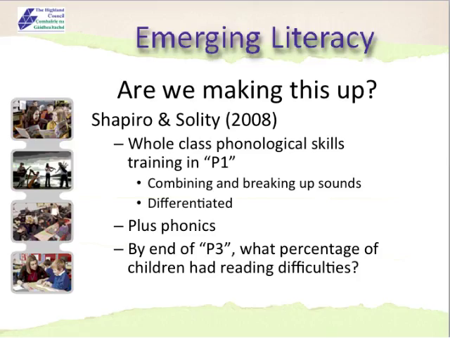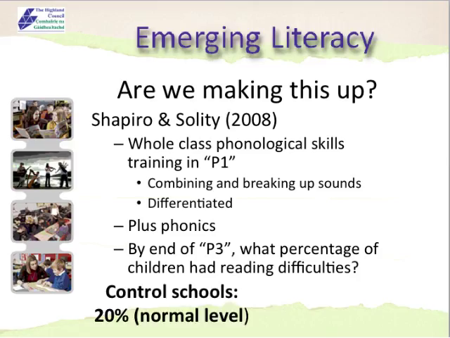What the researchers were interested in was 3 years later what percentage of children had reading difficulties. So in the control schools, 20% of the children had some kind of difficulty with reading, and that's about the normal level. That's what you'd expect from the tests that they used. So the control schools were where they'd just done business as usual, and they hadn't done the developmental adaptations at the same time. In the intervention schools, where they'd paid attention to the children's developmental gaps, 5% of the children 3 years later had some kind of difficulty with reading.